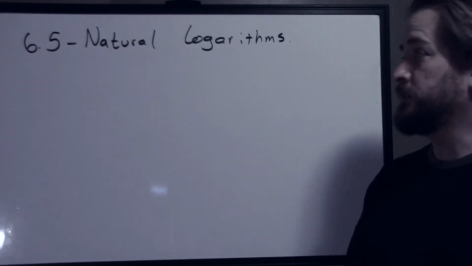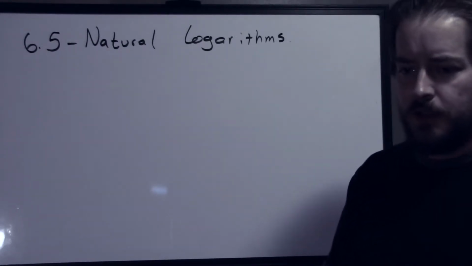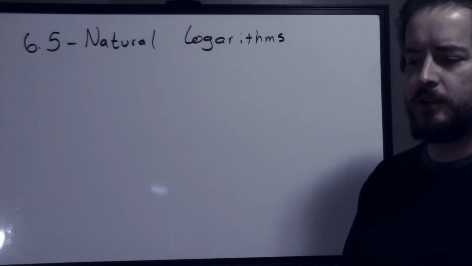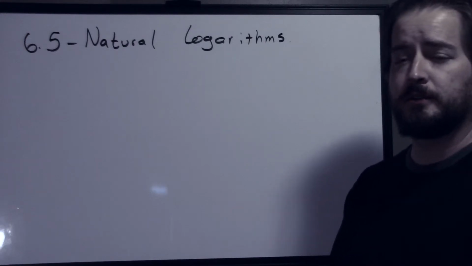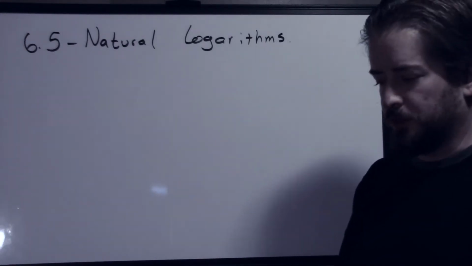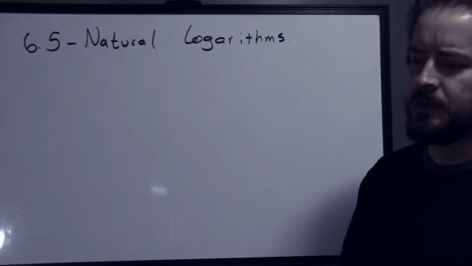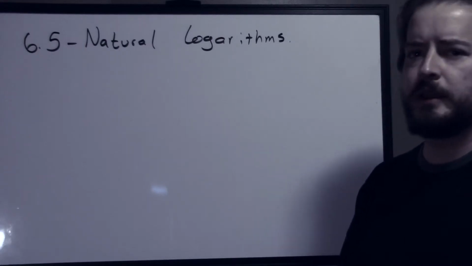Hey, welcome back. We are in section 6.5, which is on natural logarithms. Natural logarithms are actually logarithms that are extremely common, but we already called logarithms with a base 10 common logarithms. So what else are we to do but make up a new name? So we called them natural logarithms. And I suppose it's because they naturally occur in very many models.